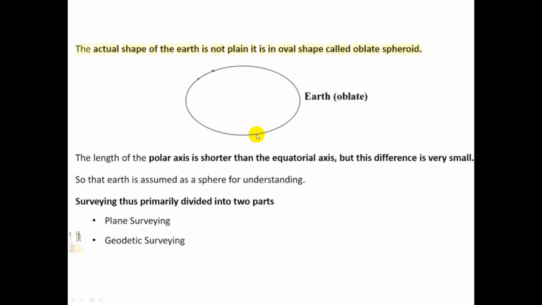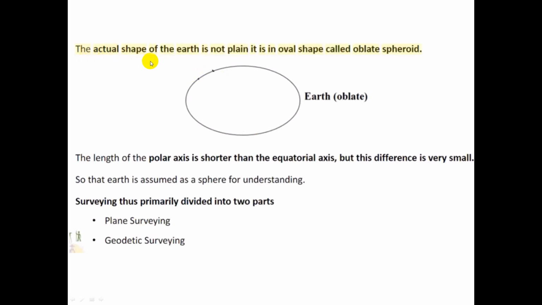So again, the difference is just plane surveying and geodetic surveying. I saw your assignment last time. After reading your answers, they were okay. The others had the same sources. This is what we will discuss now.